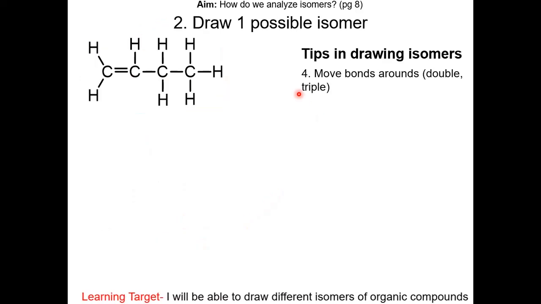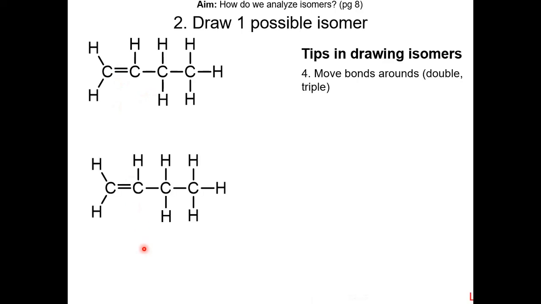For tip number 4, if you have a molecule with a double or triple bond, you can move the bond around. Let's look at this molecule. It has a double bond. I am going to highlight the double bond red and move it around. So this molecule now has the double bond in the middle, and this is an isomer of this molecule. Just be careful that you're following the octet rule when drawing the molecule.